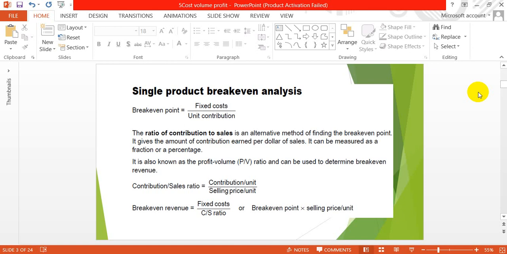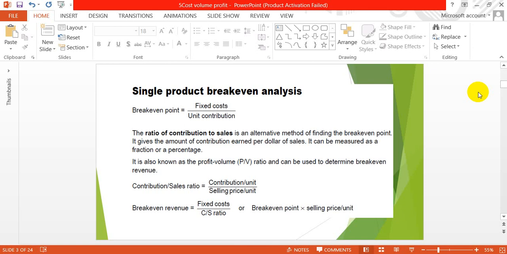So another formula that we need to memorize is the contribution sales ratio. Again, this formula is the contribution sales ratio. You'll find it even in other studies. They'll expect you to bring forward knowledge from this paper into other papers. So you need to remember the contribution sales ratio, which is given as contribution per unit divided by selling price per unit, which we can use to compute the break-even revenue.